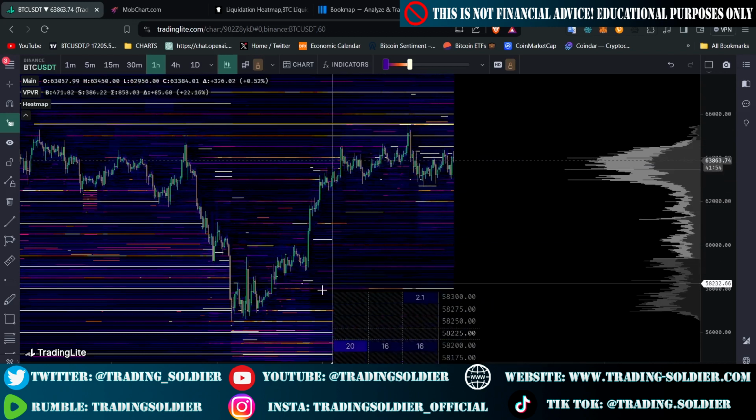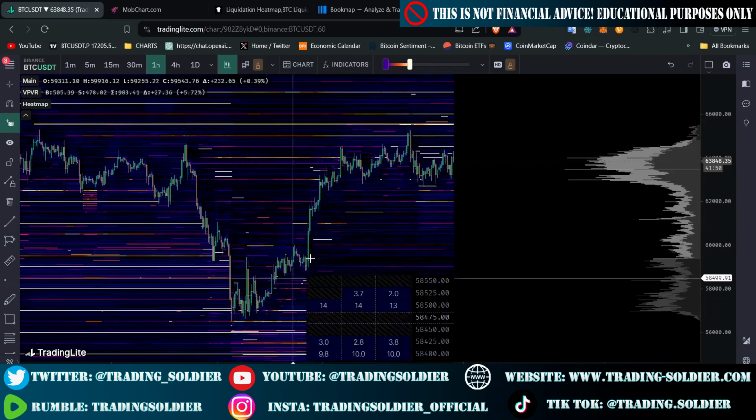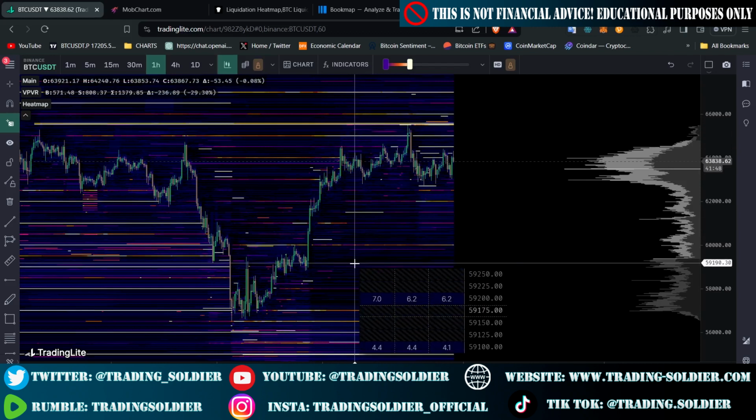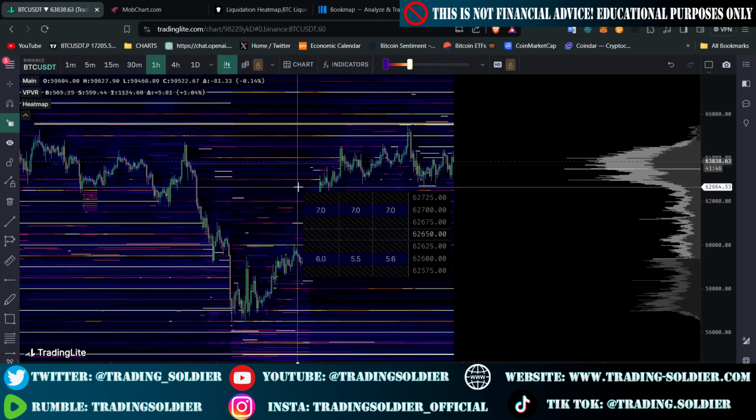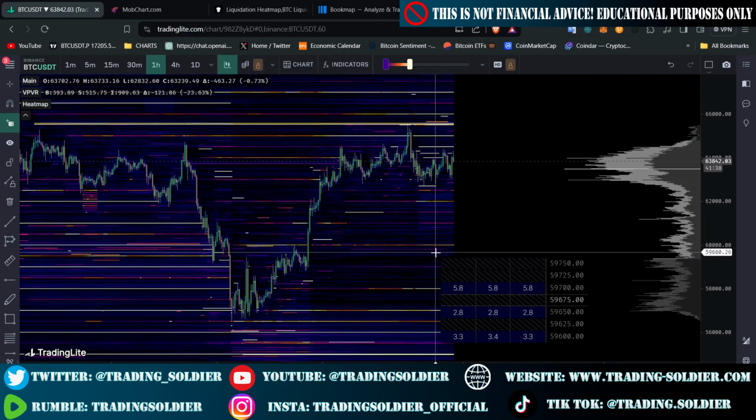For example, if you use a buy or sell market order, this market order will not be represented in the heat map because it's a market order. In the heat map, the only orders that will be represented are the limit orders.